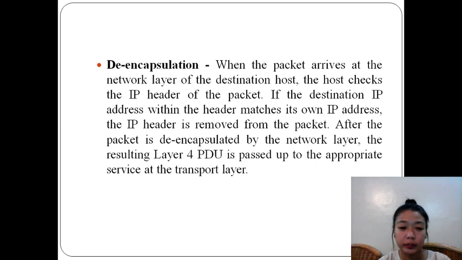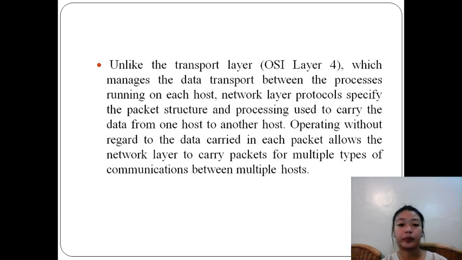Next is the de-encapsulation. When the packet arrives at the network layer of the destination host, the host checks the IP header of the packet. If the destination IP address within the header matches its own IP address, the IP header is removed from the packet. After the packet is de-encapsulated by the network layer, the resulting layer 4 PDU is passed up to the appropriate service of the transport layer.